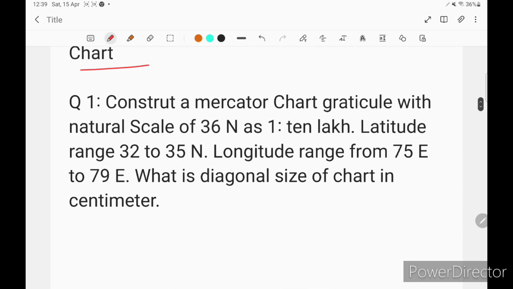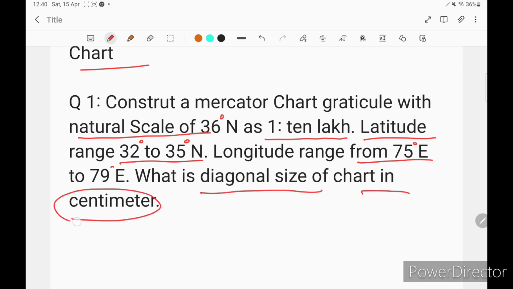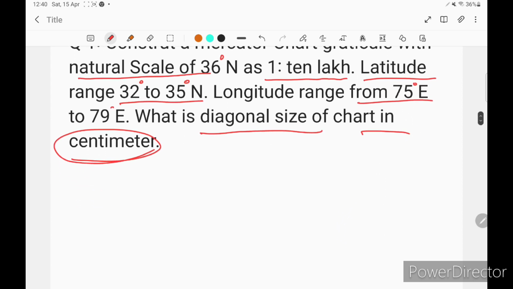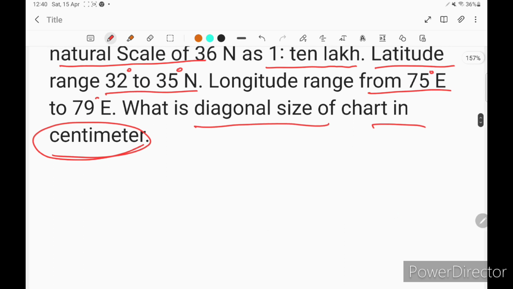So the first question is: construct a Mercator chart graphically with natural scale of 36 degrees north as 1:10 lakh. The latitude range is given as 32 degrees to 35 degrees north, and the longitude range is 75 degrees east to 79 degrees east. What is the diagonal size of the chart in centimeters? So we require the answer in centimeters. Let's see how we'll approach this question.